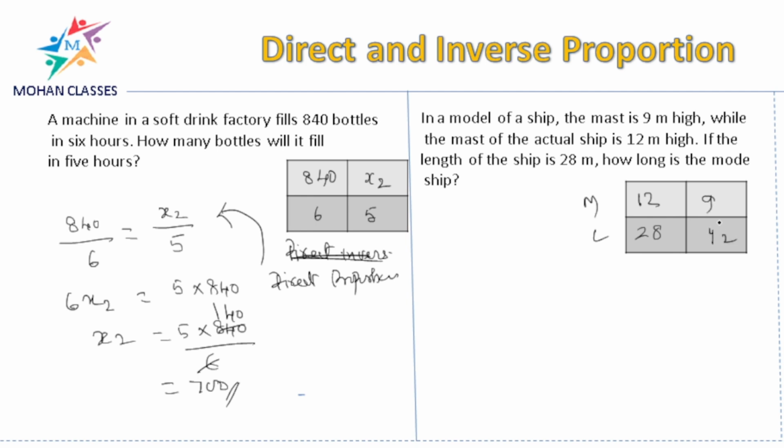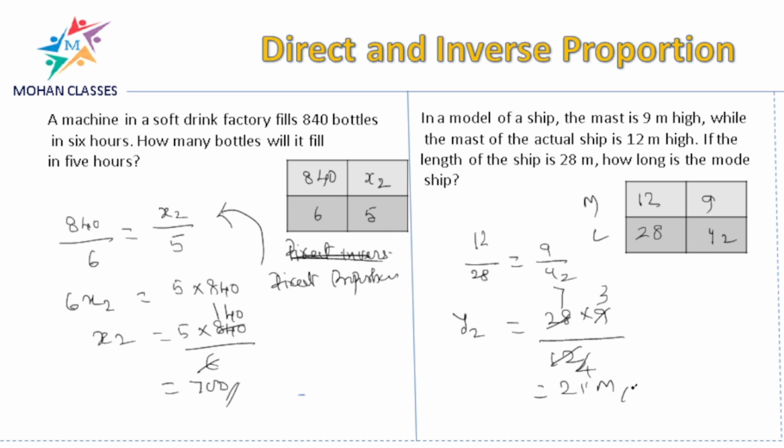Here you have to find out y2. So that means 12 by 28 is equal to 9 by y2. So now you have to find out y2, right? Cross multiply it. 28 into 9 divided by 12. Okay. What you will get? 4 3s are 12, 3. Here 7. So 21 meter. The ship length should be 21 meter. This is the answer. Okay, let us move to the next.